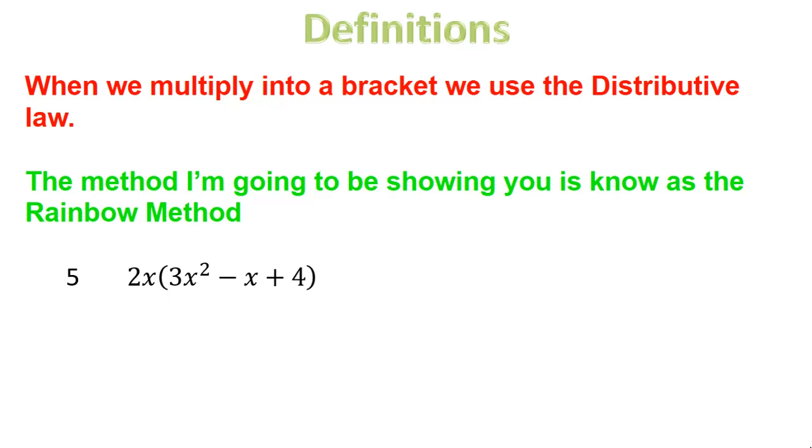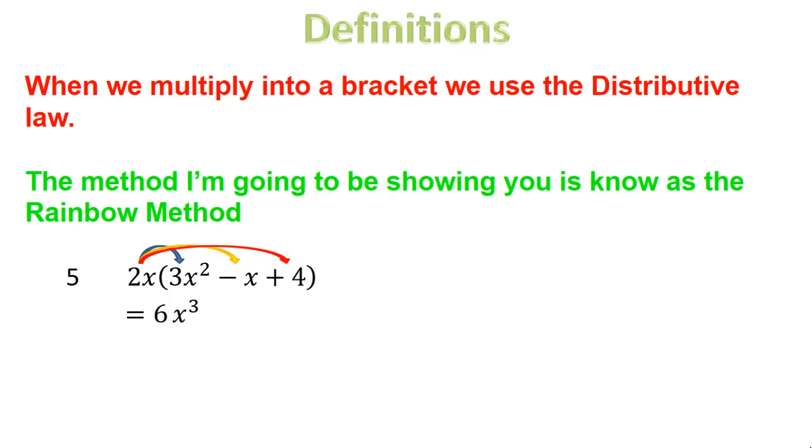Example 5. Now we have a monomial into a trinomial, so 1 term into 3. Here we draw our rainbow again, but instead of 2 parts to our rainbow, we now have 3 parts. Let's see how we do it. So, our blue part of the rainbow, 2 times 3 gives me 6, x times x squared gives me x cubed.